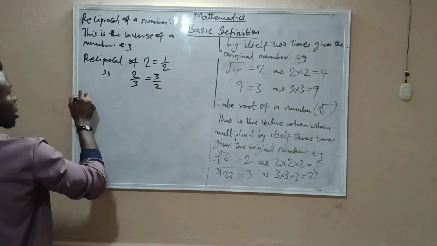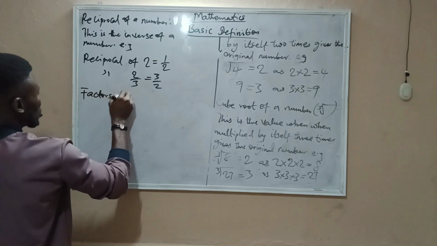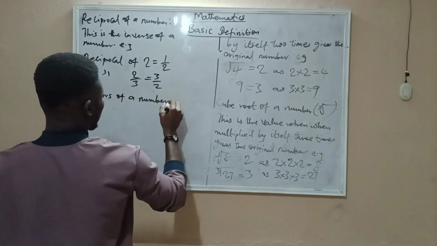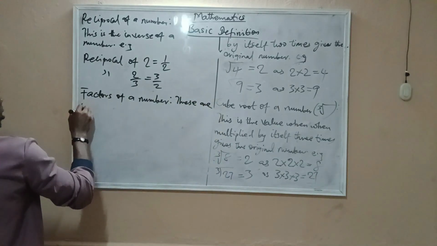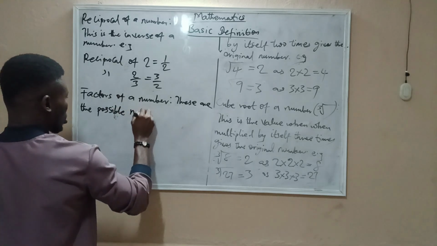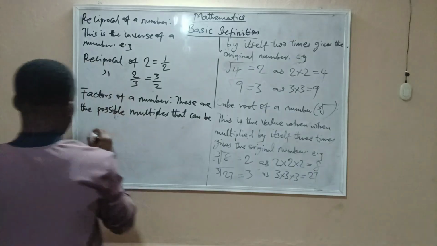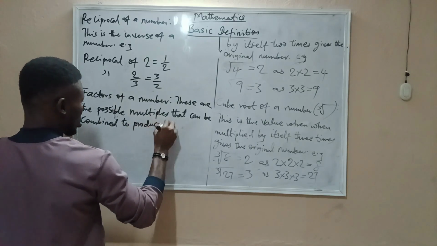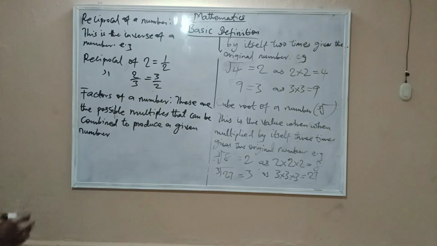So another one is factors of a number. These are the possible multiples that can be combined to produce a given number.